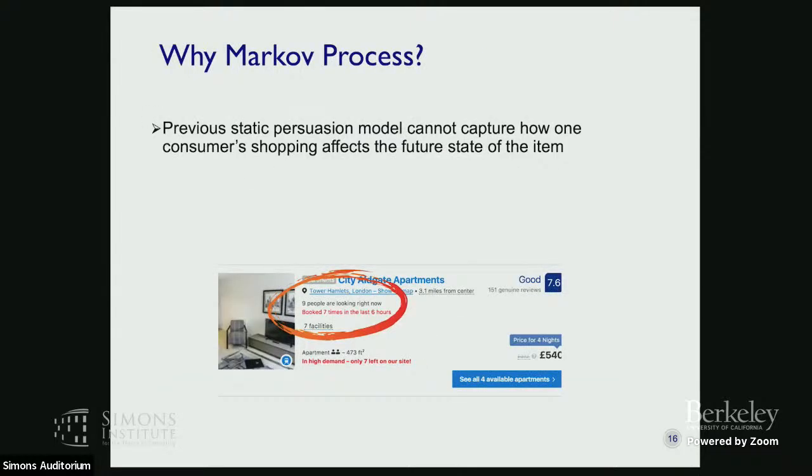Good. So far so good, right? So we know how you can use information to influence agent behavior, but now you might ask why I needed the Markov process, right? And the reason is the following.